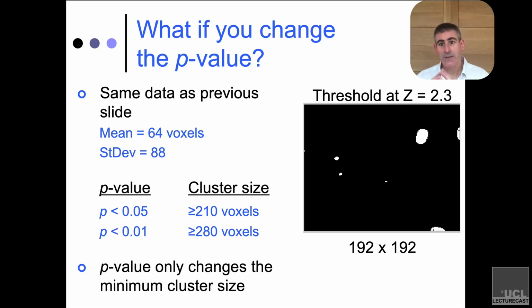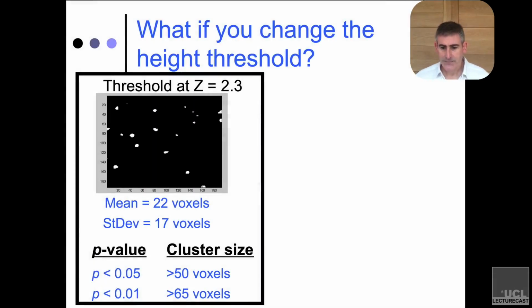So in other words, you're looking for even larger activation clusters. So it's not normally the thing that you want to do. Leave the p-value at 0.05 and you're in good shape. What you want to think about is changing the height threshold.